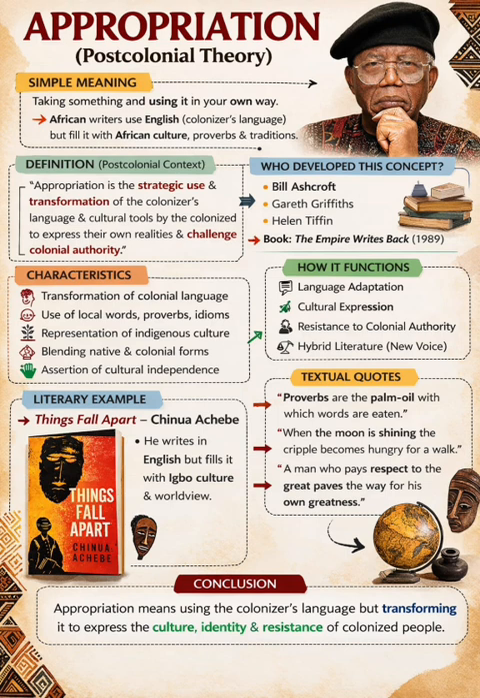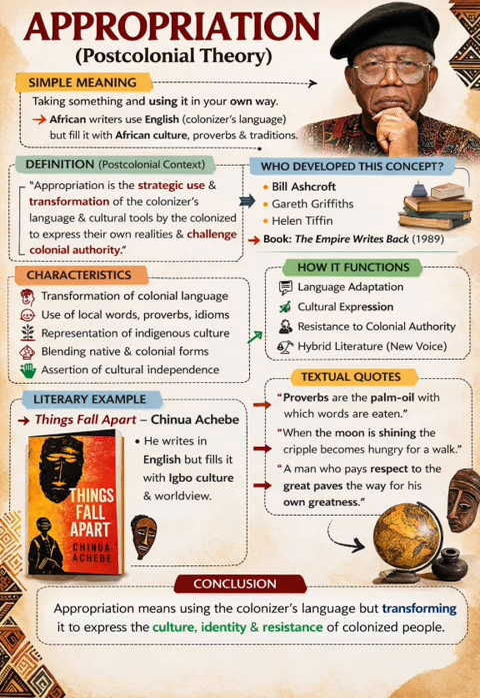Next, I'll talk about the functions of appropriation. Appropriation is used for language adaptation, meaning reshaping the colonizer's language. Next, for cultural expression or identity. Next is resistance to colonial authority, meaning colonized writers challenge colonial stereotypes. Next is hybrid culture, meaning this creates a completely new style of literature, which is called hybrid literature.